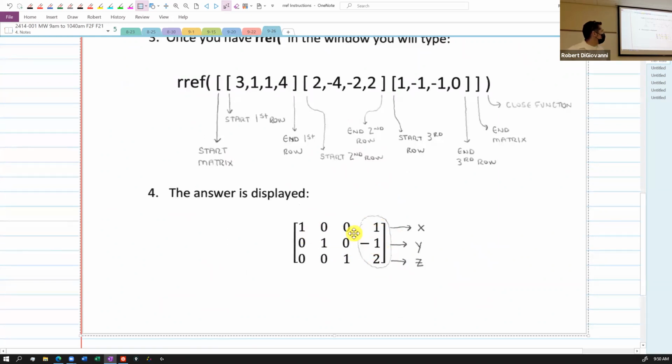What does this first row mean? 1 times the variable, in this case x, 1 times x, plus how many y's? Plus how many z's? Equals 1. That means x is 1, doesn't it? And doesn't this row mean y is negative 1? And this one means z is 2, right?